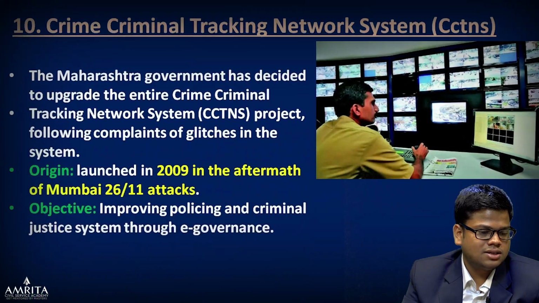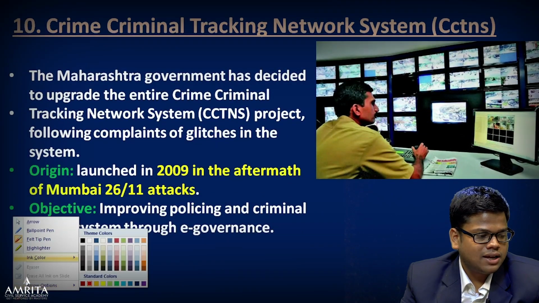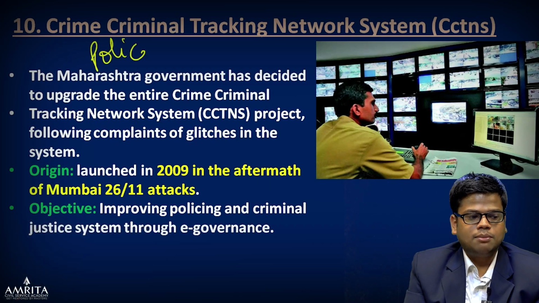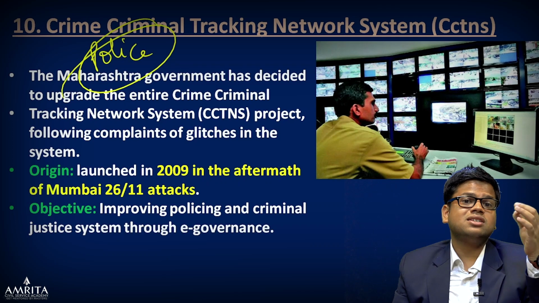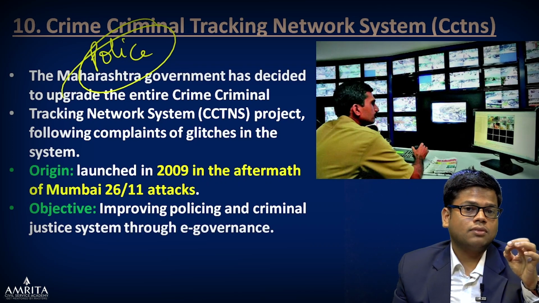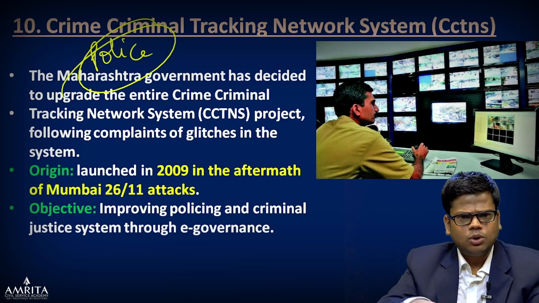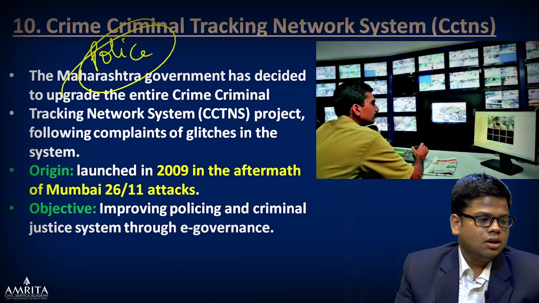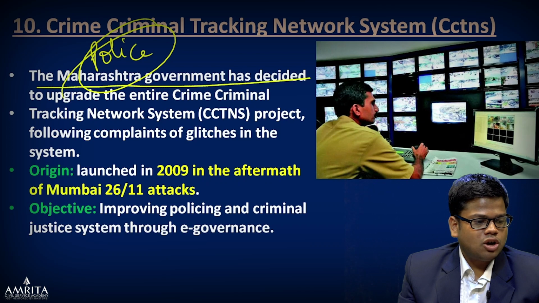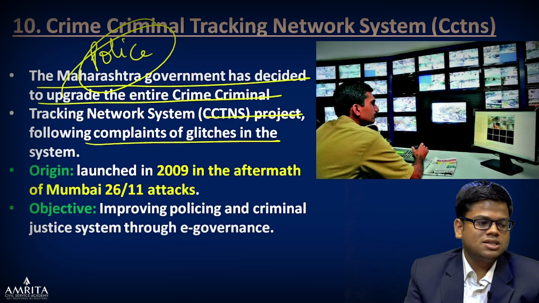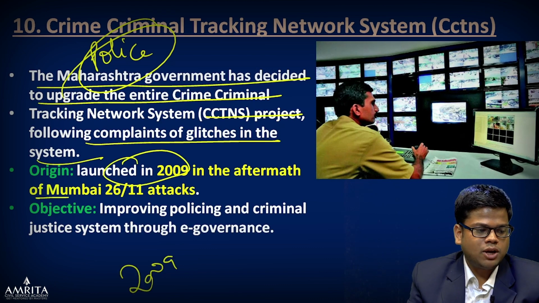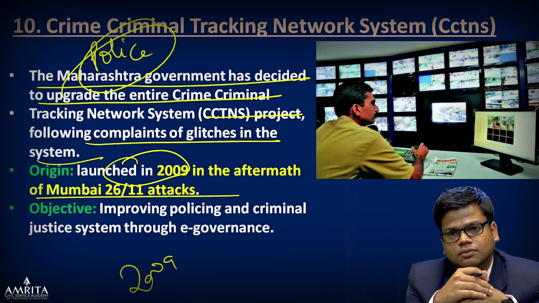That's it. Next is CCTNS. Just like NatGrid, another good initiative, but taken at the level of the police. NatGrid is at the intelligence level. This is more at the level of police, but this will also give a lot of intelligence. Why in the news: the Maharashtra government has decided to upgrade the entire CCTNS project following complaints of glitches in the system.